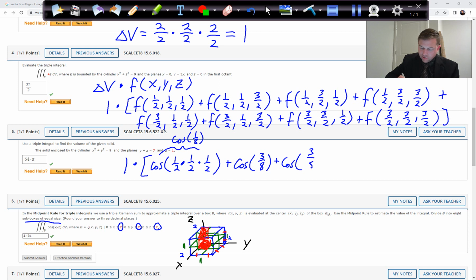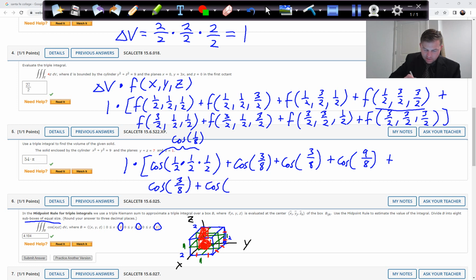Then the next one's going to be cosine of those 3 numbers, 1 times 3 times 1, which is 3/8. There's going to be a lot that are very similar here. Then it's going to be cosine of 1 times 3 times 3, which is 9 over 8. Okay, that's the top row. Plus cosine 3/8 again. Cosine of this one, which would be 3 times 1 times 3, which is 9/8. Plus cosine of this one, another 9 over 8. Plus the last one, which is 3 times 3 times 3, which is the biggest one, 27 over 8.